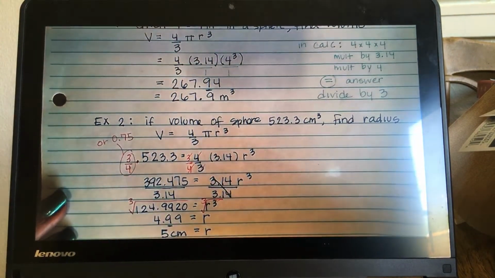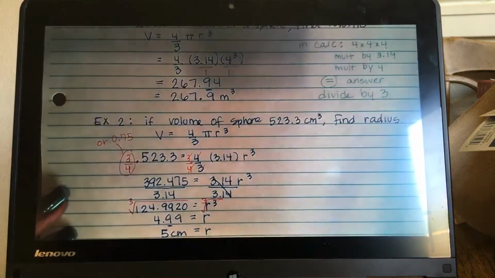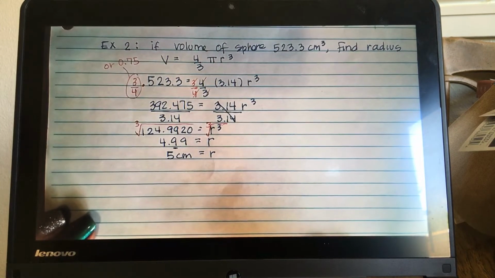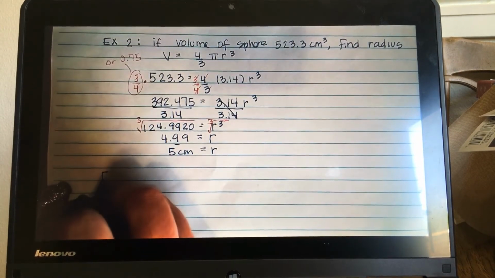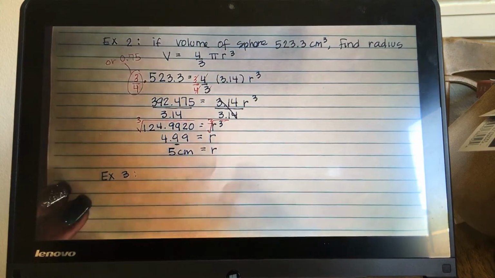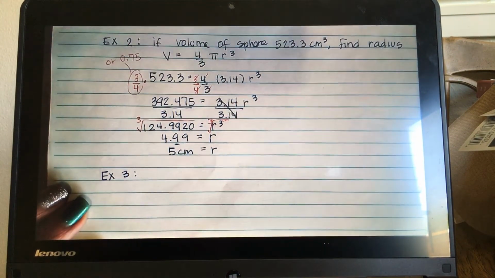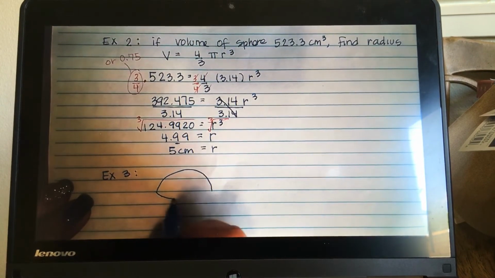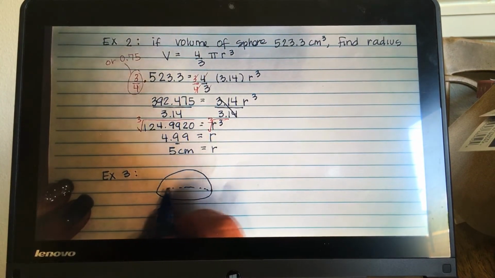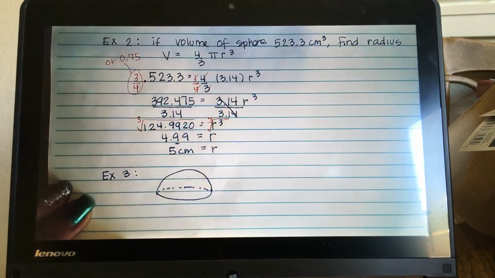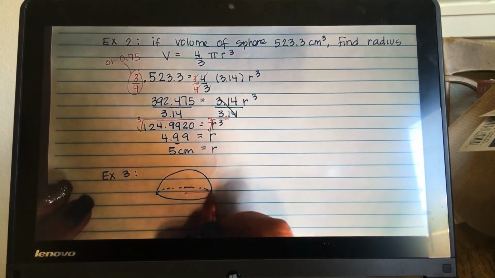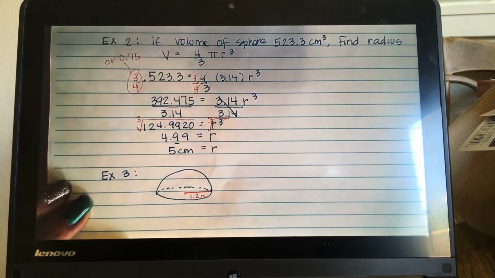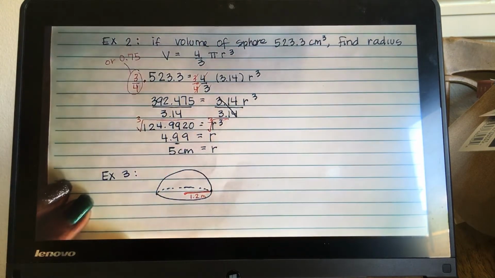Okay, so again, that's if we have to work backwards to find the radius. And then our last example is going to be finding the volume of a hemisphere, or half of the sphere. So example 3, we've got a hemisphere. So sometimes we see questions drawn out, other times we see it given to us in words. This hemisphere has a radius of 1.2 meters. Okay, so we're going to find the volume.